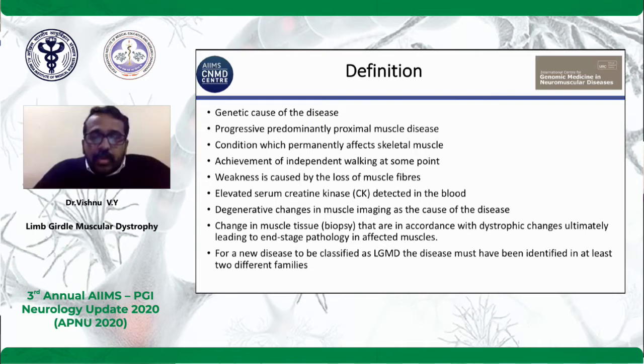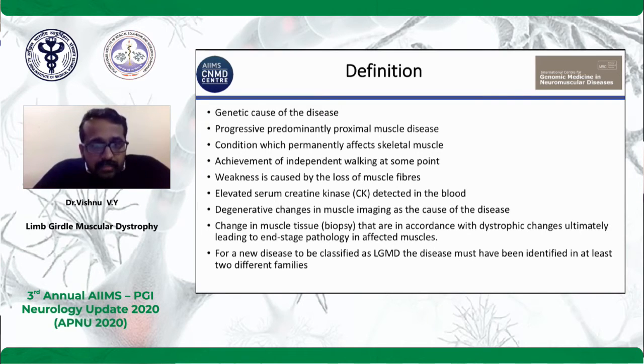Achievement of independent walking at some point. You don't want a congenital muscular dystrophy to be labeled as LGMD, so you want a patient who has achieved independent walking, then deteriorating. Weakness is caused by loss of muscle fibers, of course; no anterior horn cell or nerve fibers should be involved. Elevated serum CK, it need not be in the thousands; at least some amount of muscle destruction will cause serum CK level to be elevated.